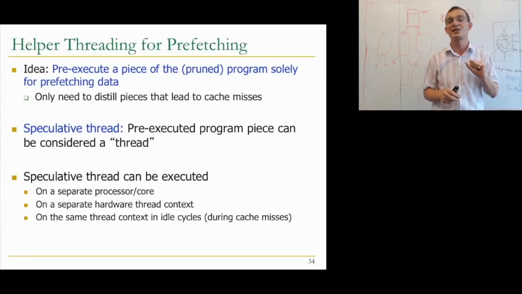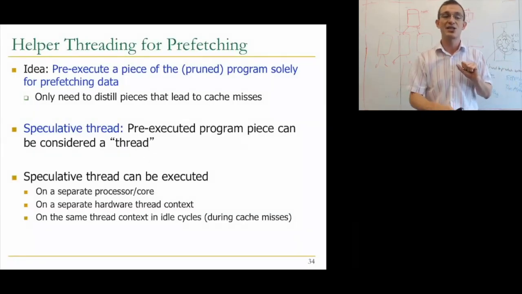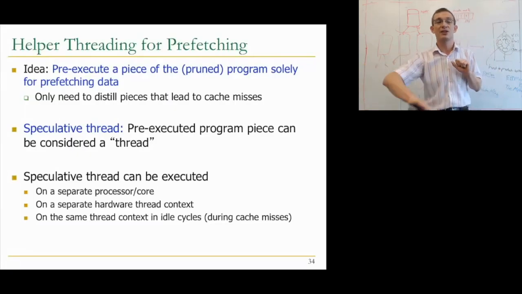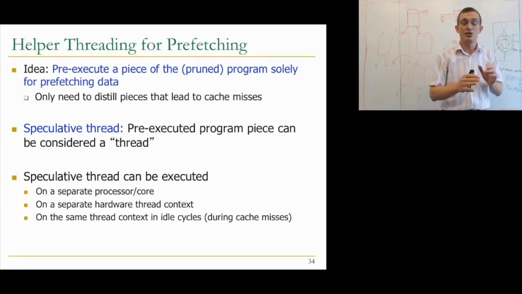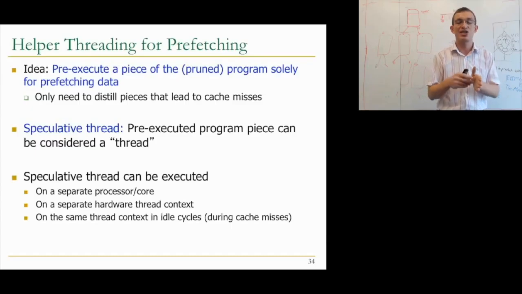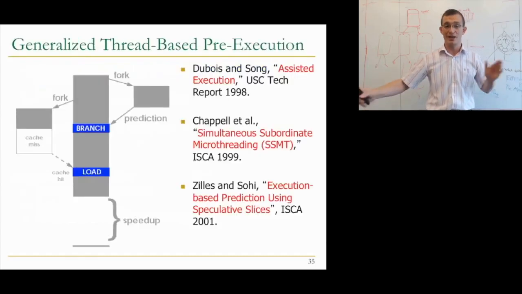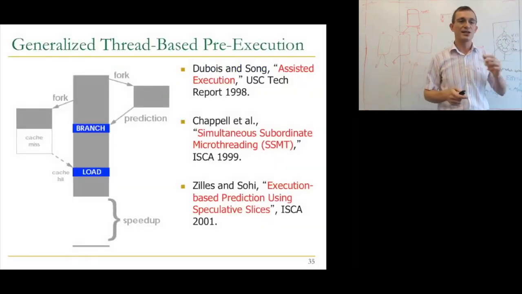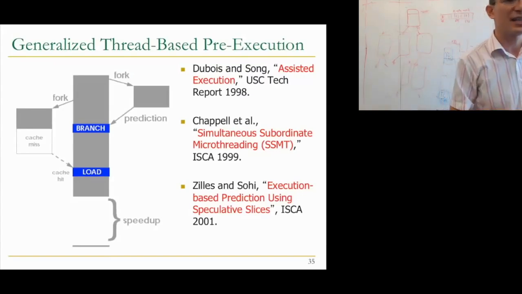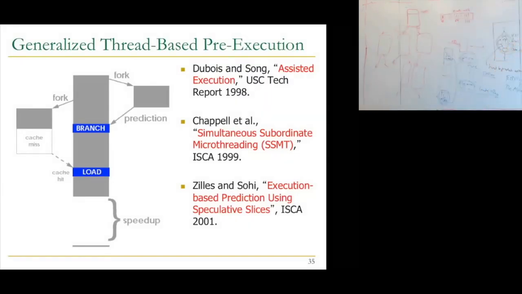This is, remember, what run-ahead execution does, right? When you get a cache miss, you keep executing the program to actually generate prefetches in a speculative way. Okay, so this shows the generalized thread-based execution here, and these are some of the papers that I would strongly recommend for you to read.